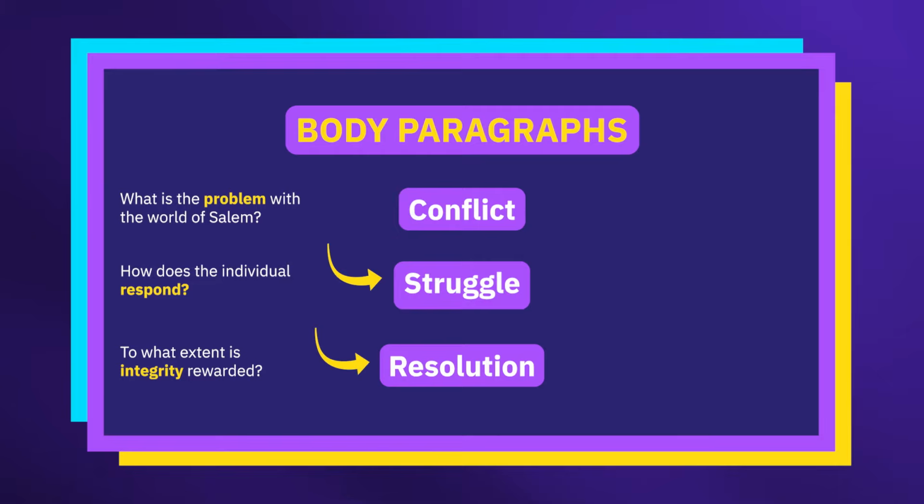For your second body paragraph, how does the individual, John Proctor, respond? And is that response easy? What's the struggle? What is his struggle? What's one of the key emotions we talked about why Proctor struggles? There's a tension there. There's a tension between facing the public because he knows that's what he should do because he is a man of integrity, right?